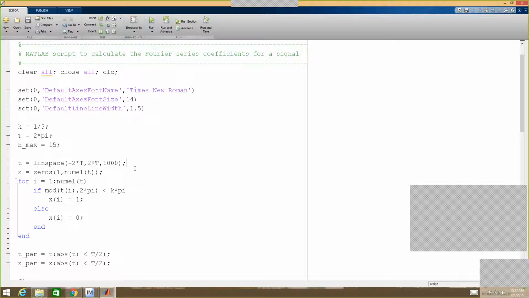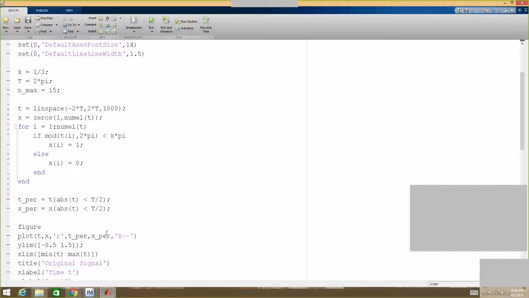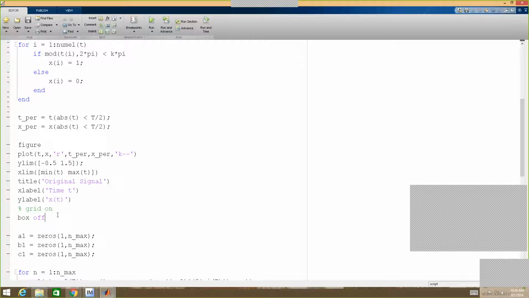I create the time array from -2 times T to 2 times T, and I put 1000 points between them. And similarly create the X array. So does everybody follow this piece of code here? As long as within one cycle of 2 pi, the value of time is less than k times pi, the value is 1. When it is more than k pi, its value is 0. And this will repeat every 2 pi. So let's run it so far up to here.